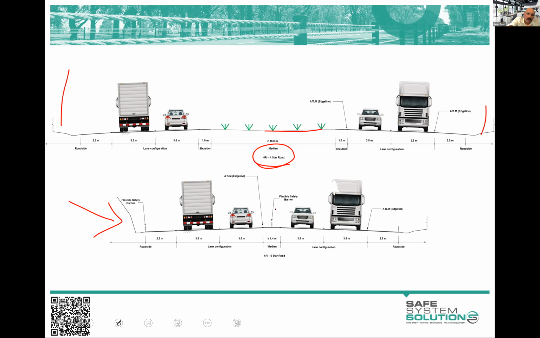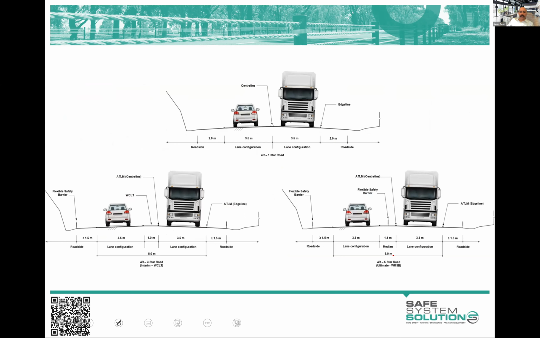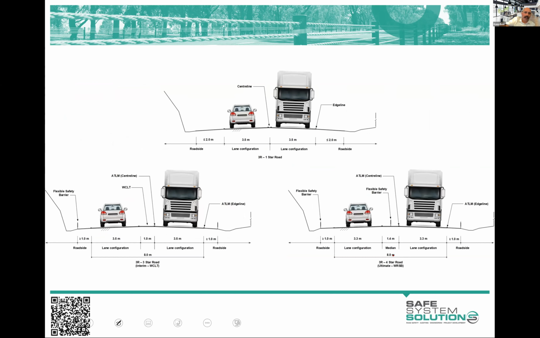This is a 5-star road with a central barrier and outer barriers. And you can see different cross sections with different star ratings. It's a 1-star road operating at 100 kilometres an hour with centre line, edge line, and shoulders. So that shows you there. A lot of the road network probably sits at a 1-star. You've got iRAP star rating for your state road network, so it's available to you to see where you're at.